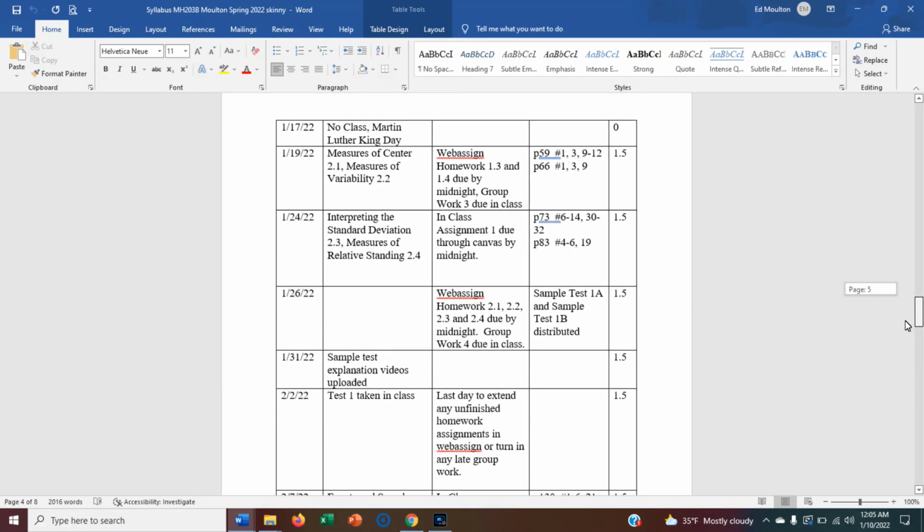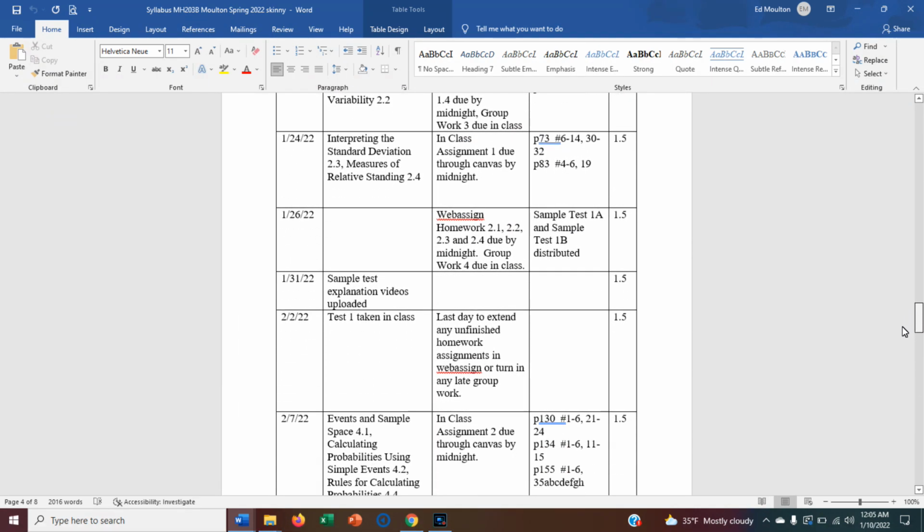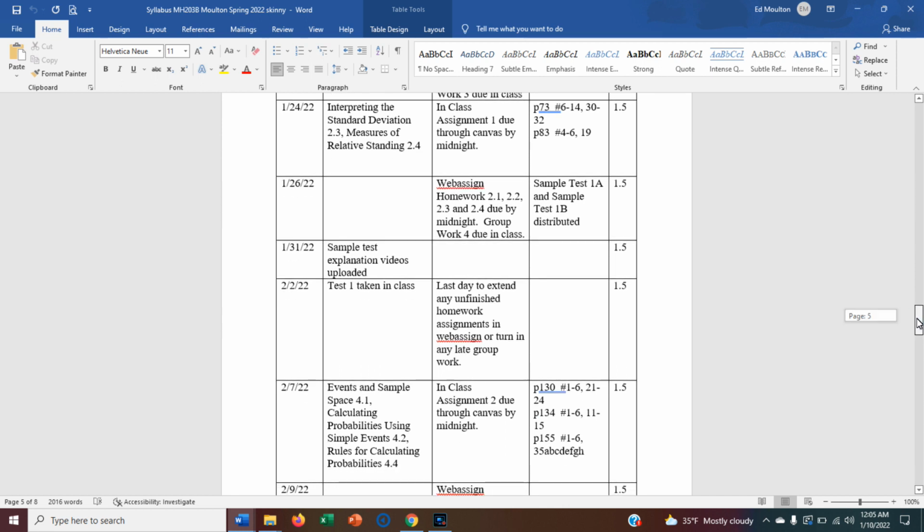The first test in the class is going to occur on the 2nd of February. So that'll be taken in class that day. If you're not able to be in class that day, you'll need to make it up by taking it in the testing center. I'll go over those procedures with you as the test gets closer. But basically, I am hoping that everybody does come on test day and take the test with the rest.